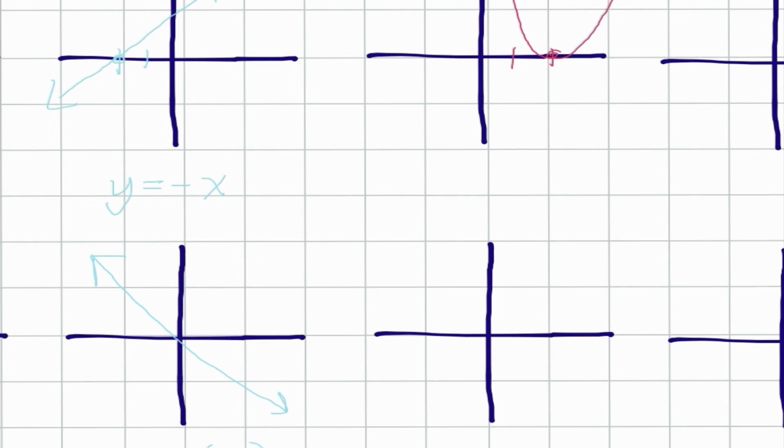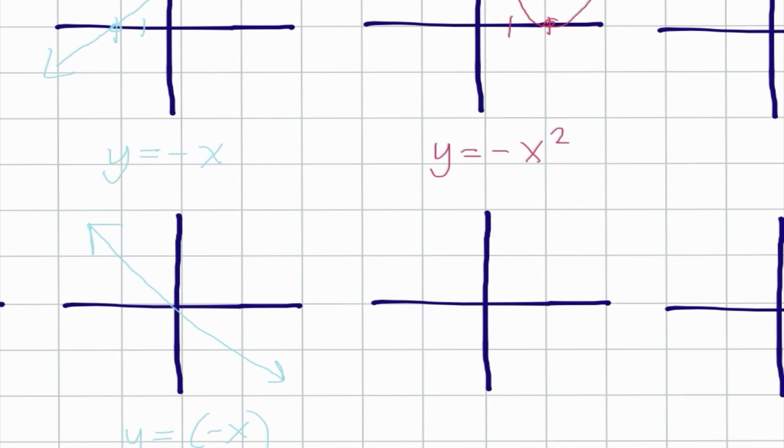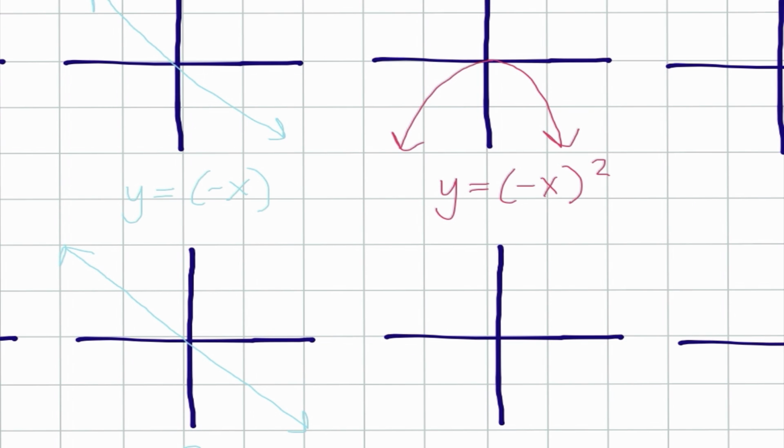So, our next one, if I have y equals -x squared, we know that this negative means it's a reflection over the x-axis. So instead of going up, it's going to be reflected and going down. So negative out in front means it's a reflection over the x-axis. Y equals the quantity -x squared.